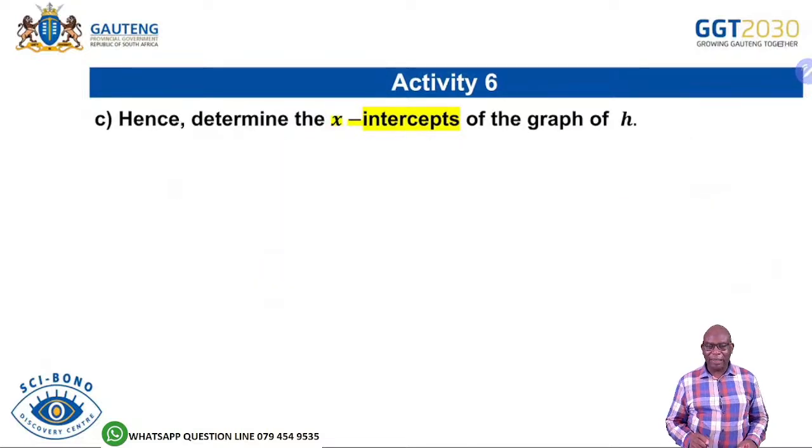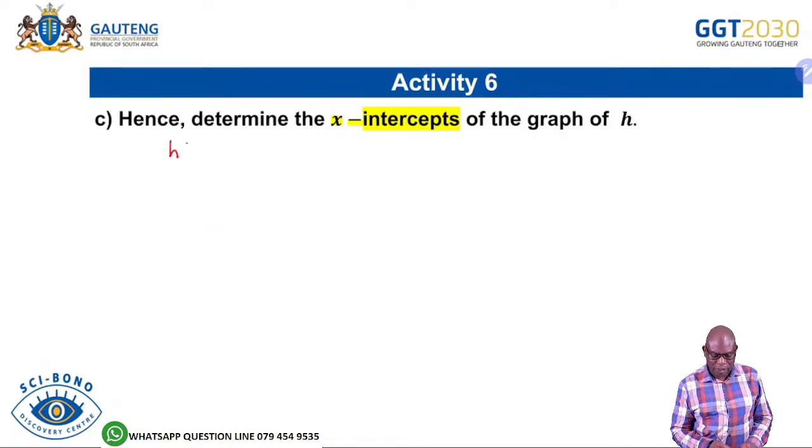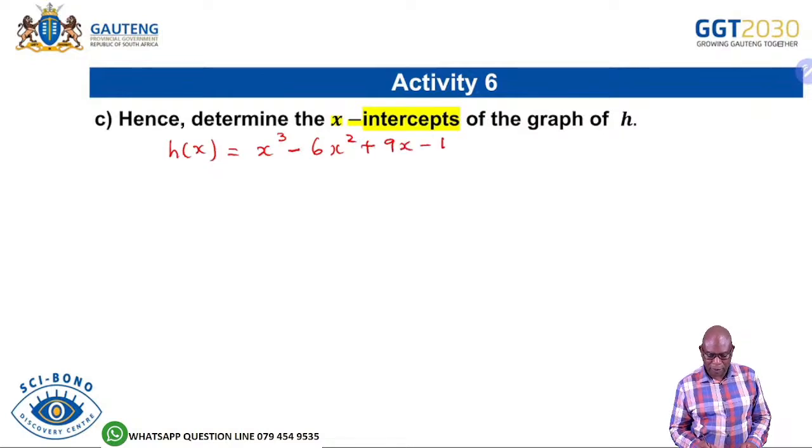See, so it says hence. Hence means use whatever you got in the previous one to do the next one. So I'll say hence determine the x-intercept of the graph. Already I know one factor. So remember I've got h of x is equal to x cubed minus 6x squared plus 9x minus 4.